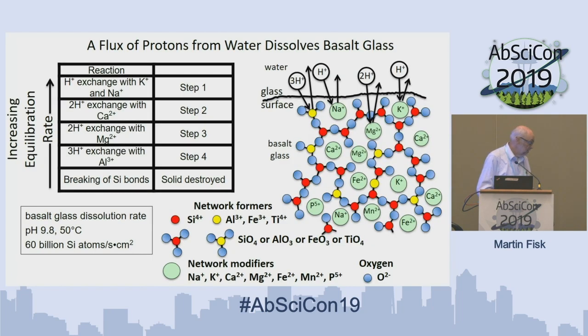How much time do I have? Two, three minutes. Okay, so this is how the glass is altered. You've got protons on the outside. They are moving across the boundary. They are replacing cations on the inside. You have a proton flux into the rock.